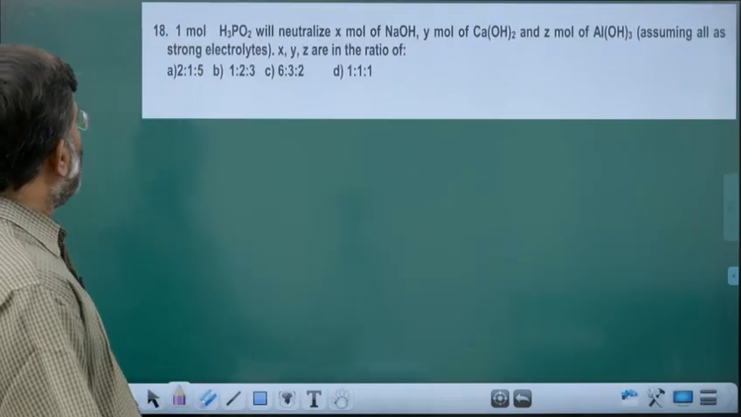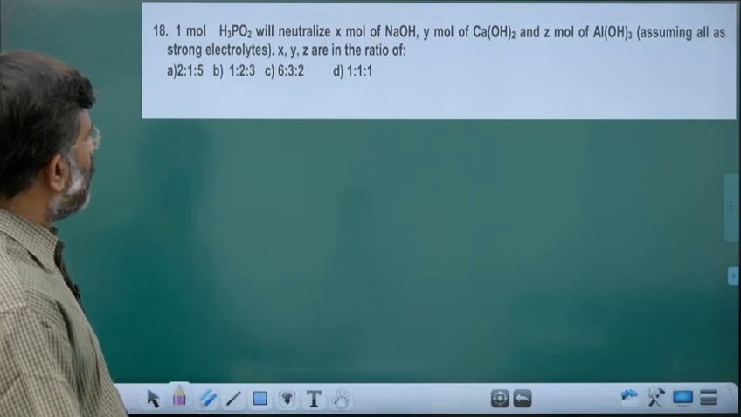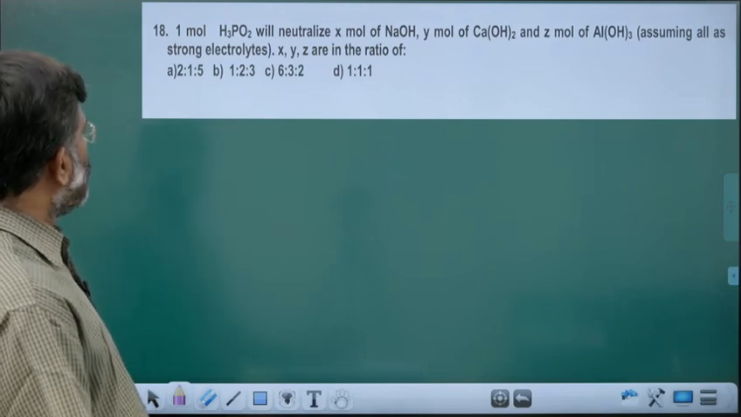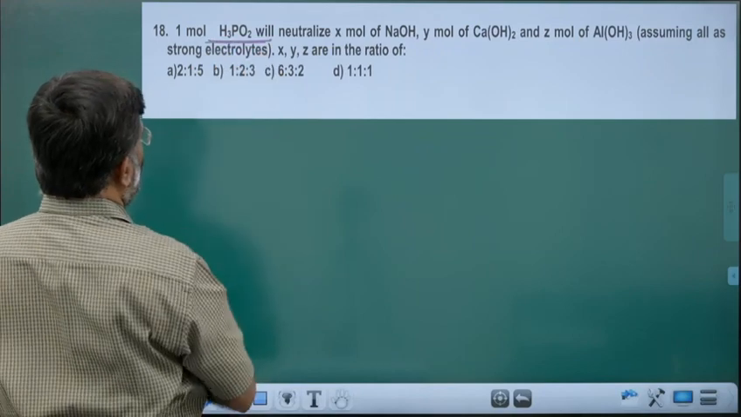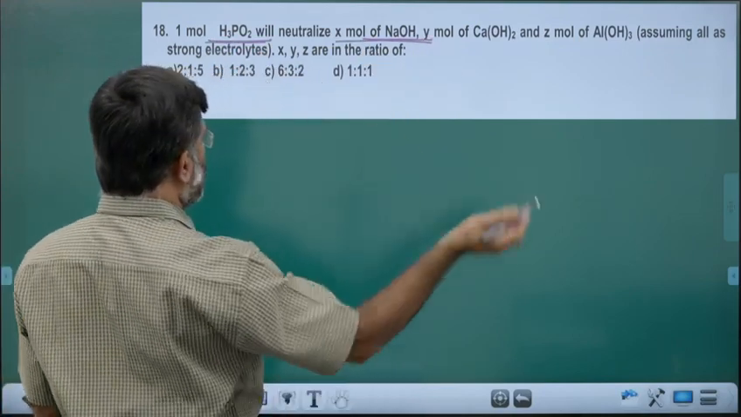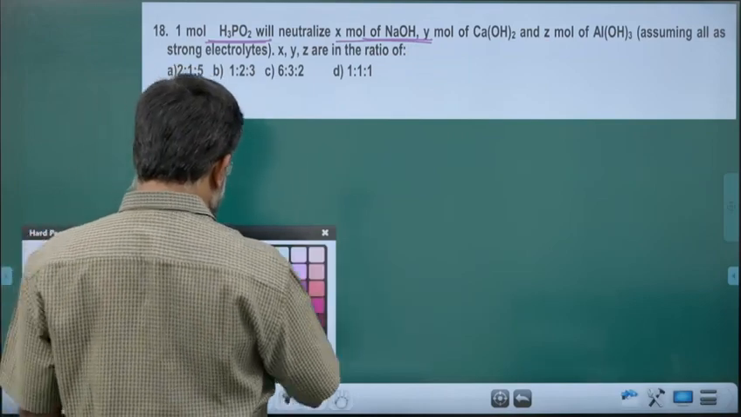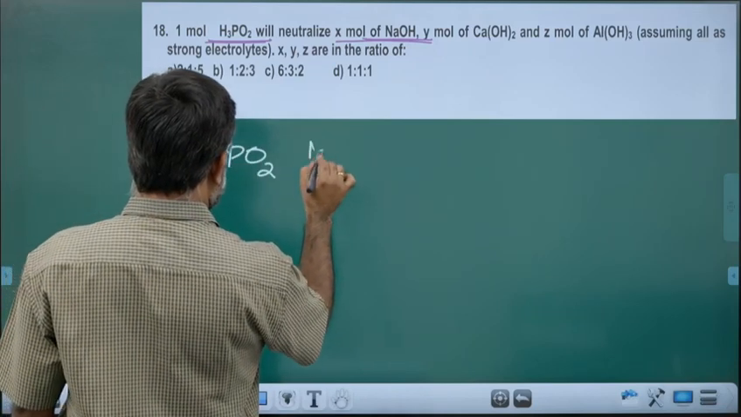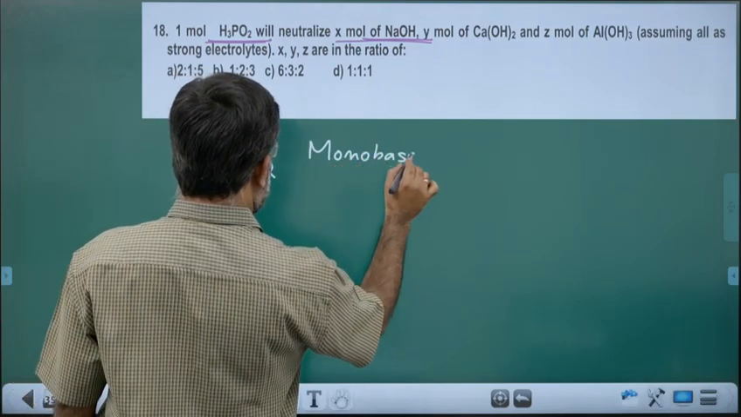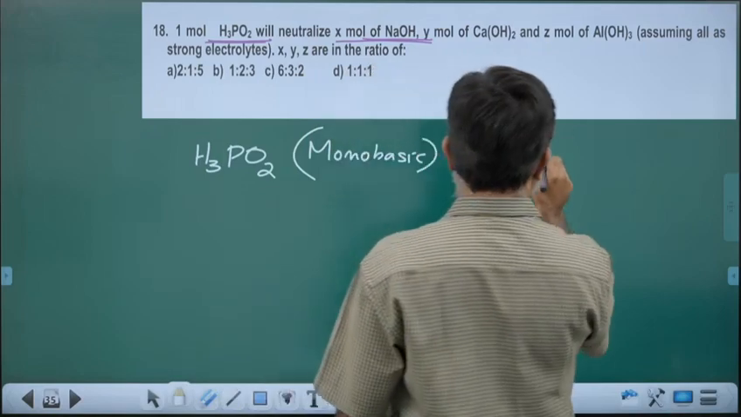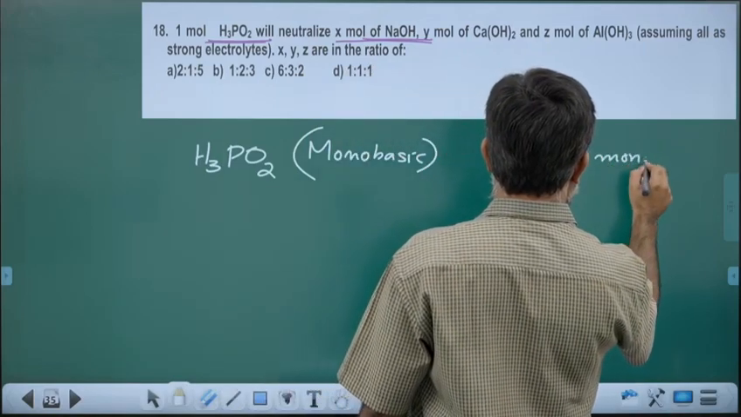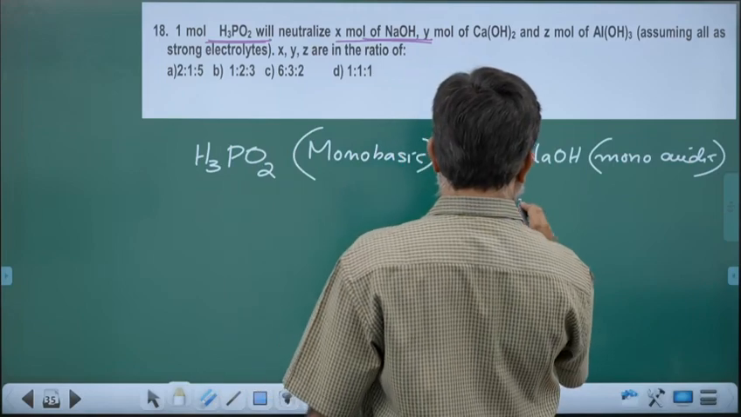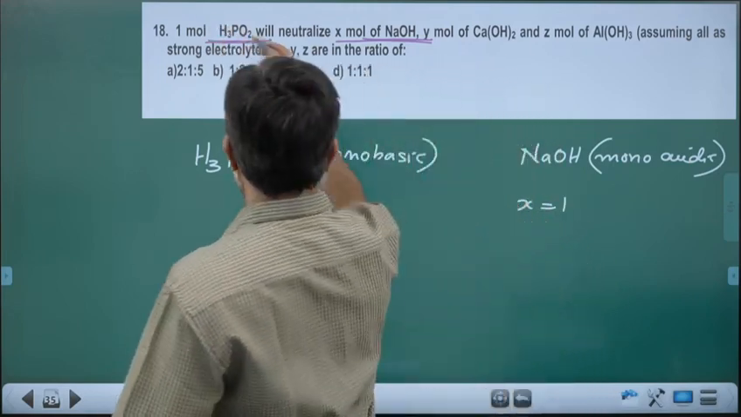Next. 1 mole H3PO2 will neutralize X mole NaOH, Y mole calcium hydroxide, Z mole aluminum hydroxide. Assuming strong electrolyte. You know this is a monobasic acid. Monobasic acid with the monoacidic base. So H3PO2 is a monobasic acid and NaOH is monoacidic. So they react in 1:1 ratio. So here X is 1, because 1 mole reacts with 1 mole.